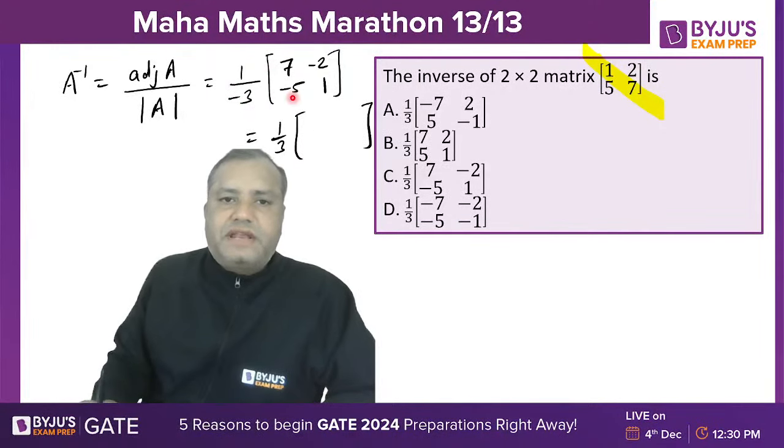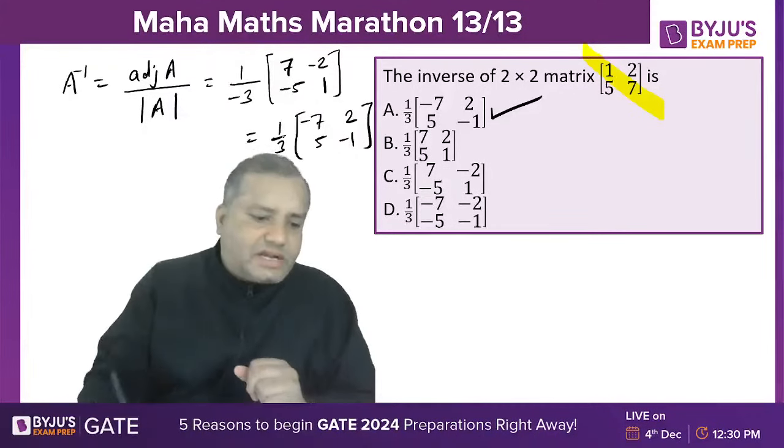Multiply by this minus sign everywhere. You will get -7 plus 2 minus 1. So option A is the correct answer.